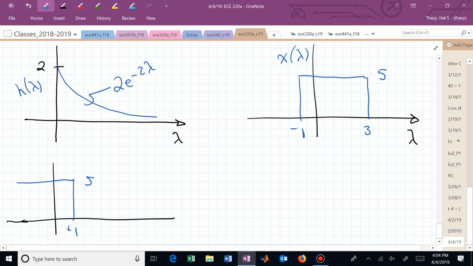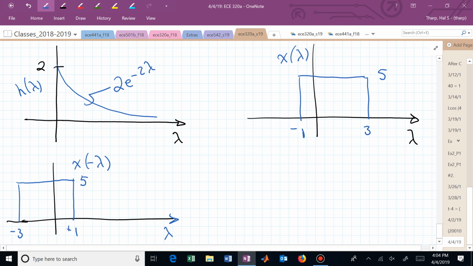Hopefully you guys can draw better than I can. And this is now minus 3. This is x of minus lambda. Everybody understand how to find x of minus lambda?